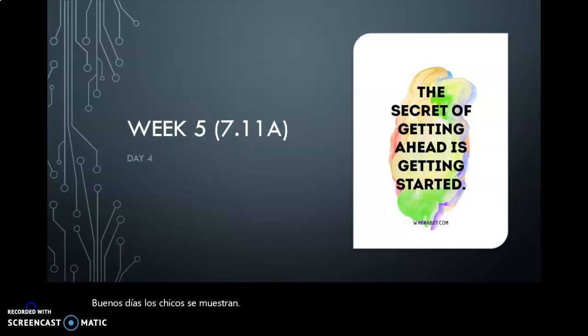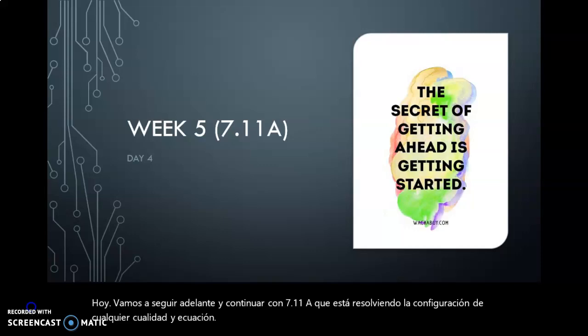Today we're going to go ahead and continue with 7.11a, which is setting up inequalities and equations and solving them utilizing multi-steps.